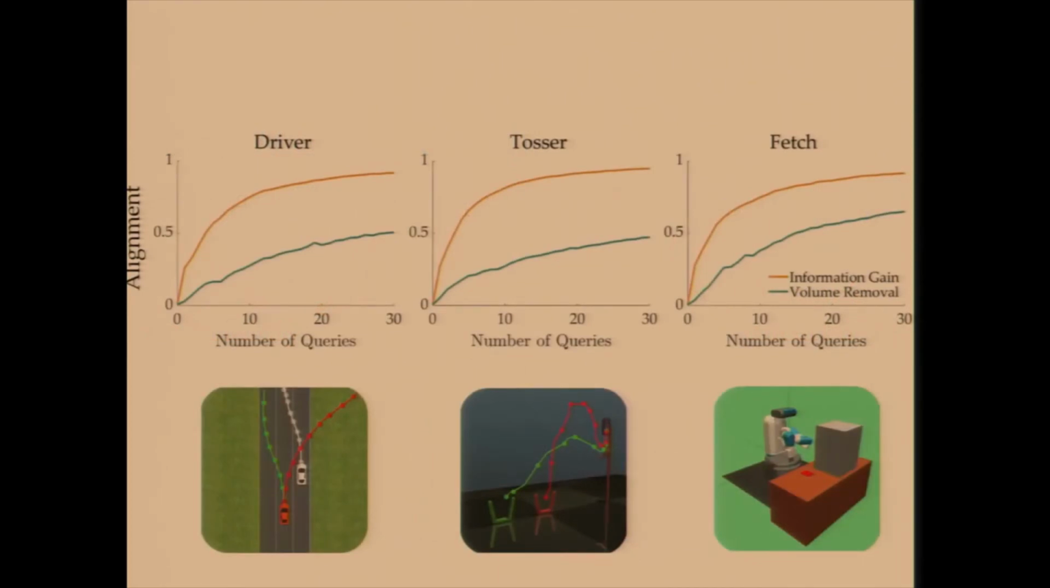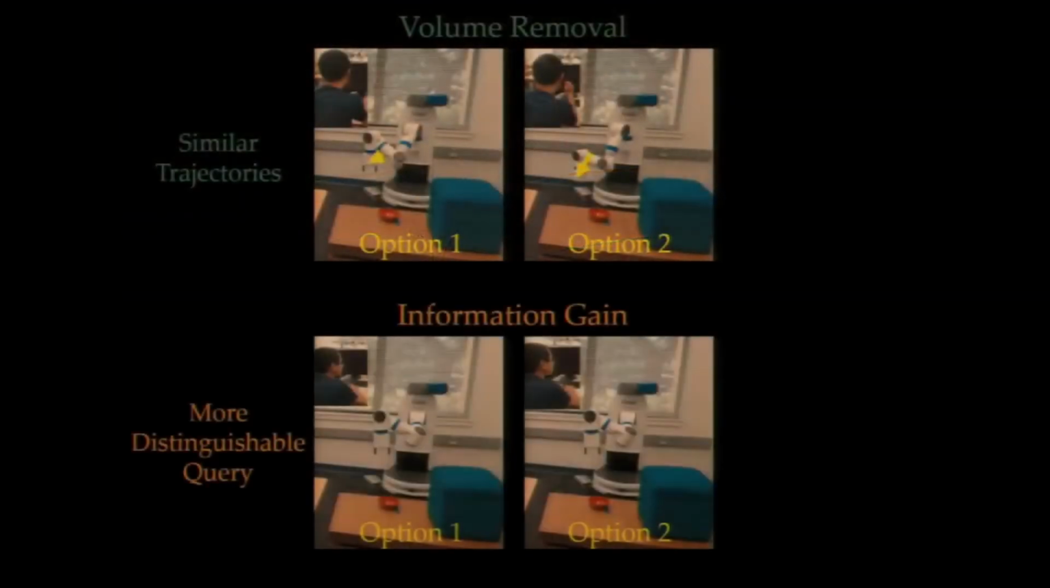We conducted some simulation studies to investigate the convergence rate. As you can see, information gain provides significantly faster convergence in a variety of applications, such as driving, tossing, or reaching an object. Also, in the same task with the Fetch robot, information gain provides a more distinguishable query. This is really easy for the human to answer.